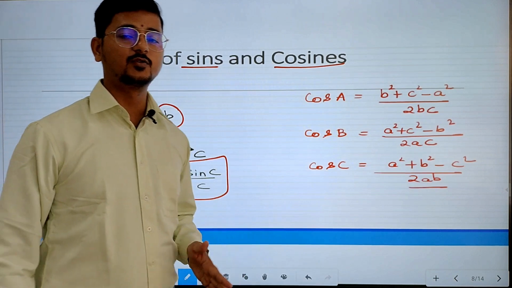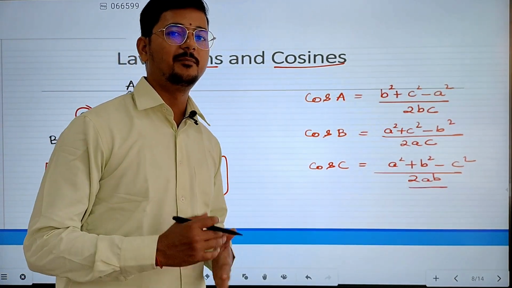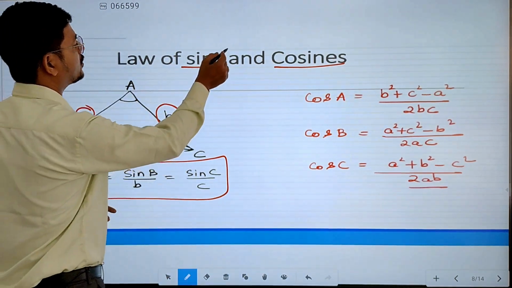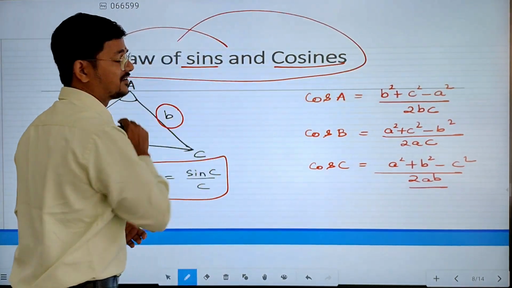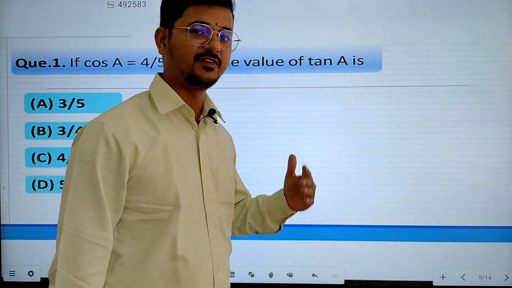These law of sines and cosines are not important from your grade 10th examination point of view, but you can apply these laws in your competitive exams in solving difficult questions. Let's practice a few questions to brush up the concepts we have understood.